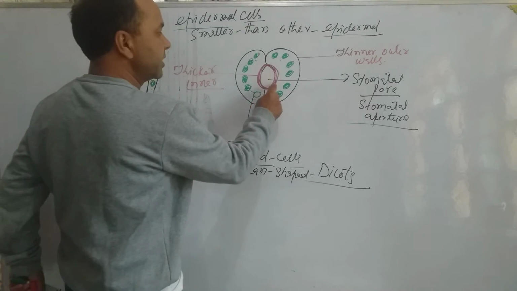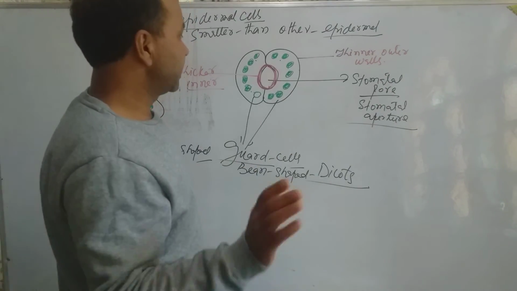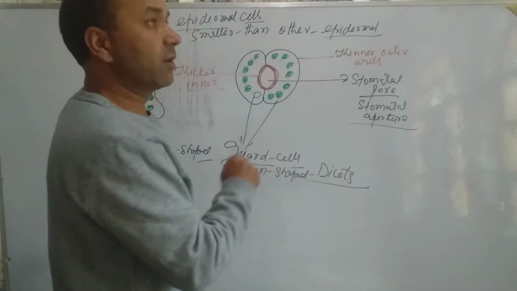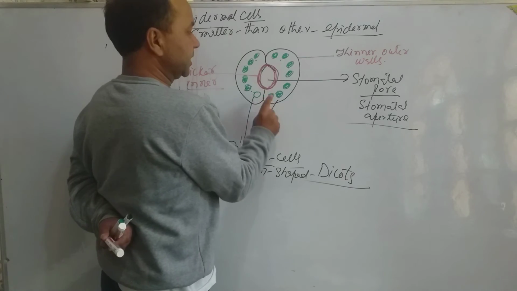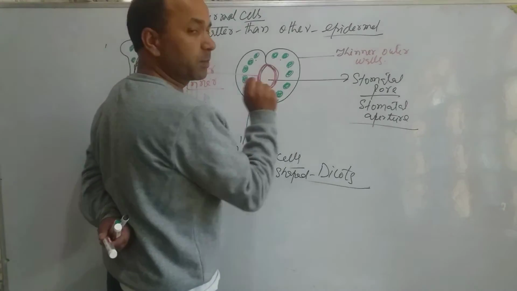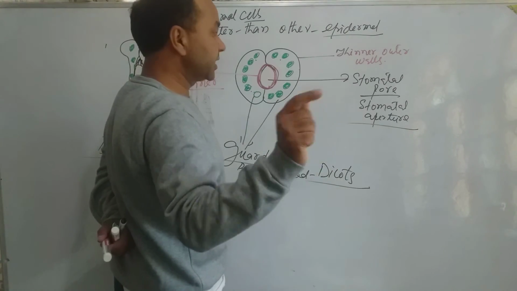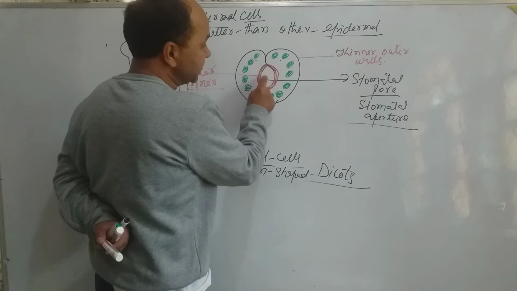These are two important guard cells. They have some special features by which they differ from other epidermal cells. In what respect do they differ from other epidermal cells? Number one, they are smaller than other epidermal cells. They contain chloroplasts, which are absent in all other epidermal cells. The outer walls are thinner, and the inner walls, the walls facing the stomatal pore, are thicker.